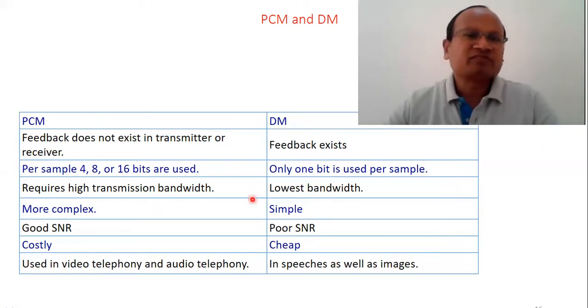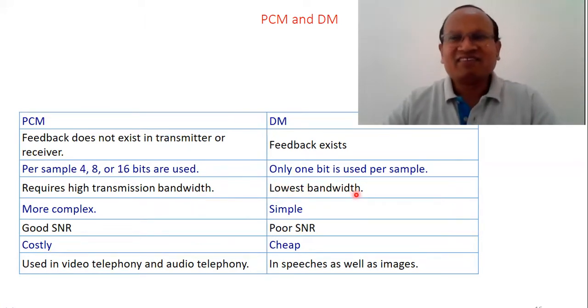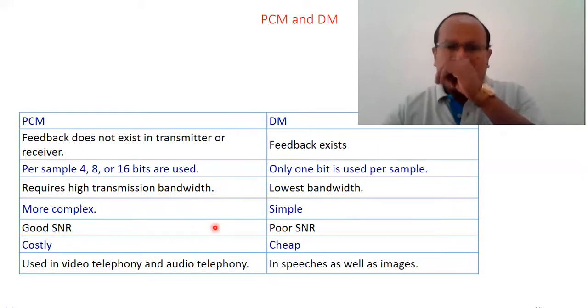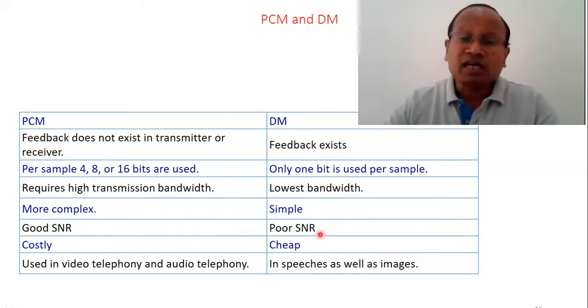PCM requires high transmission bandwidth, whereas when we compare PCM, DPCM and delta modulation, the lowest bandwidth is required in delta modulation. PCM is more complex, DM is simple. Good SNR is there in PCM, while delta modulation has a lesser SNR. I have explained in detail. PCM is costly, DM is not that costly.